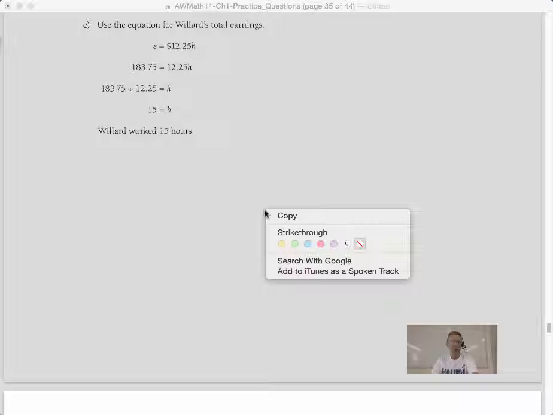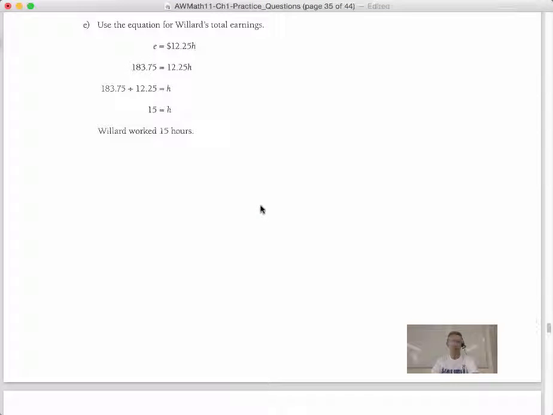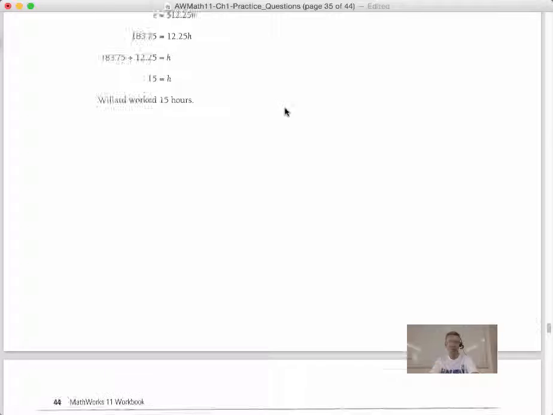I use the equation for his total earnings to figure out the hours worked. So in the last part, they tell you how much he earns. They tell you the value for E. They want to know how many hours H he has worked. Plug in the value he earned and set this equation up as so. And then if we want to find H, we've got to divide this by 1225. So divide both sides by 1225 and we get 15 hours worked.